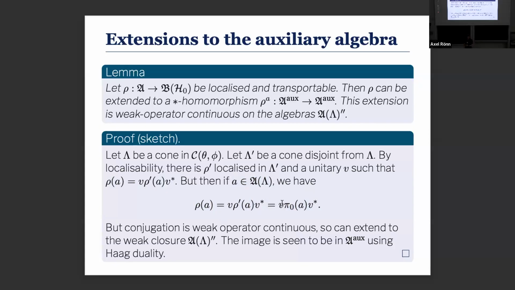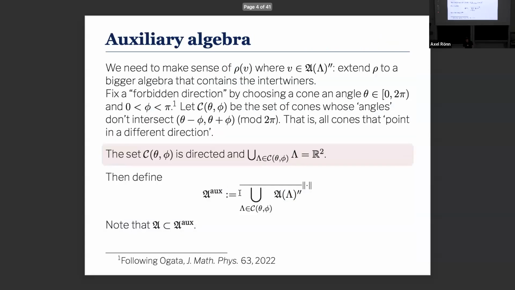So on any given cone, my representation will always look like conjugation with some unitary. Conjugation with a unitary is continuous in the weak operator topology. So this means I can extend this whole thing to the weak closure, this algebra. And this is compatible with this directed structure that I mentioned, the inclusion of the cones. So this means you can define it on all these cone algebras and then extend it.